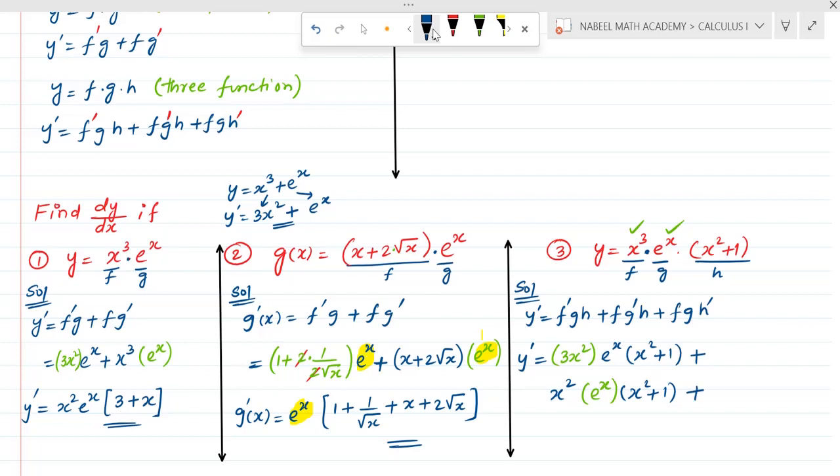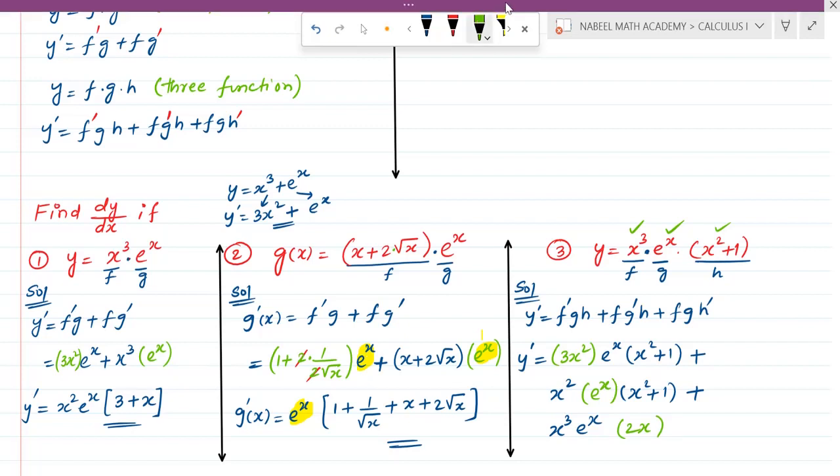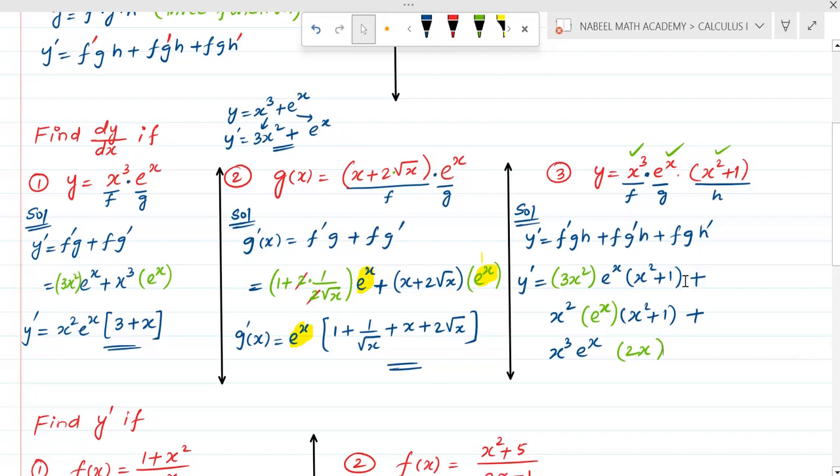What about the third? f and g is fixed. What is the derivative for the last term? This is 2x plus 0, so this is 2x. If you want to simplify, you can simplify, but this is the derivative. You can take this as the derivative for the function. If you want to simplify, you can take x e power x as a common factor and write the remaining terms inside.